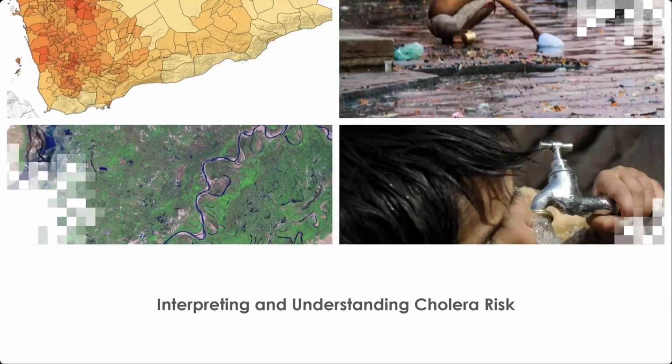So the last part of this is we have this model. We were able to identify high and low risk regions, but what exactly does risk mean? And how do we understand what to do in high risk or low risk scenarios?